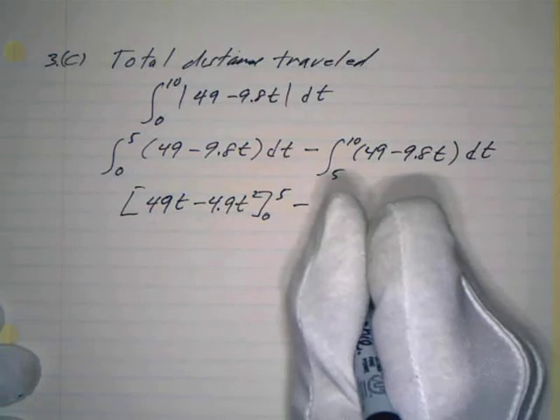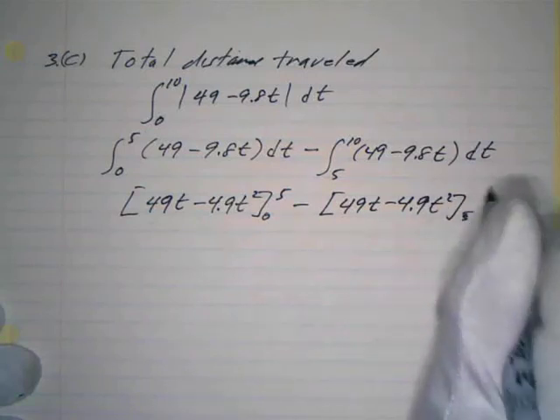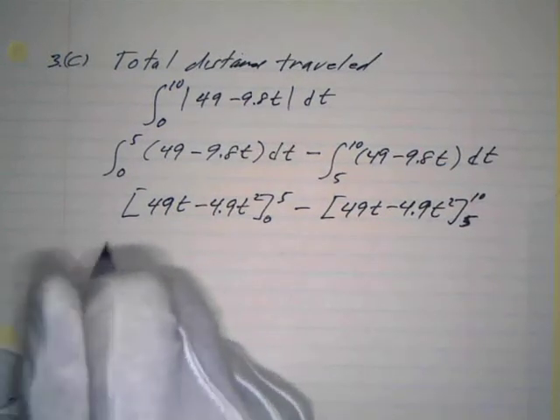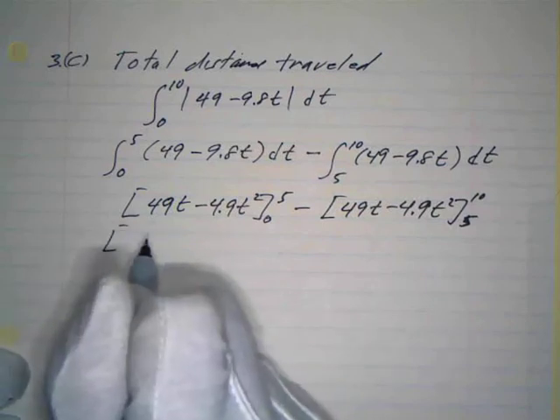And as before, we already took the antiderivative of this, so this is going to be 49t minus 4.9t squared, and that's going to go from 0 to 5, minus this one, 49t minus 4.9t squared, from 5 to 10. So I have to evaluate this out. So if I put 5 in here, and then 0, I'll put 5 in first.